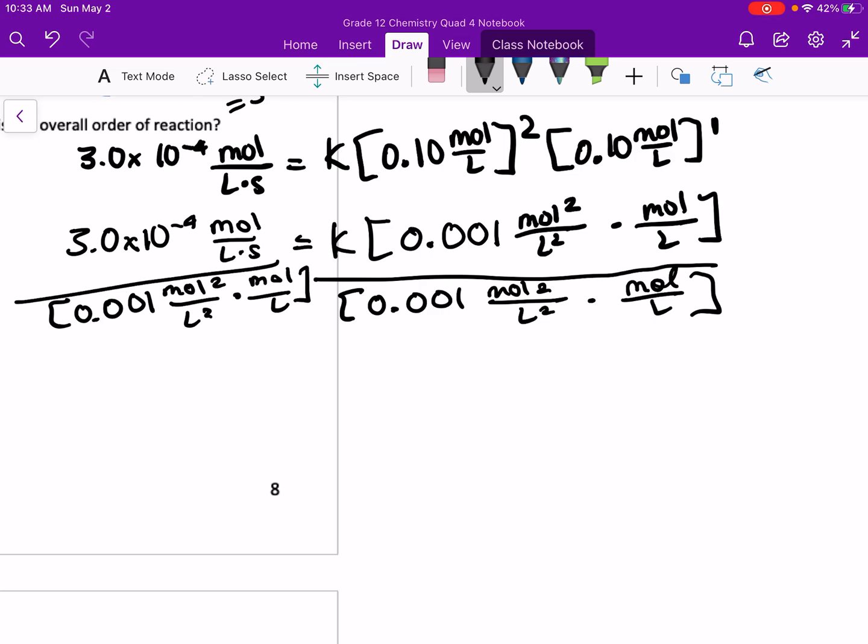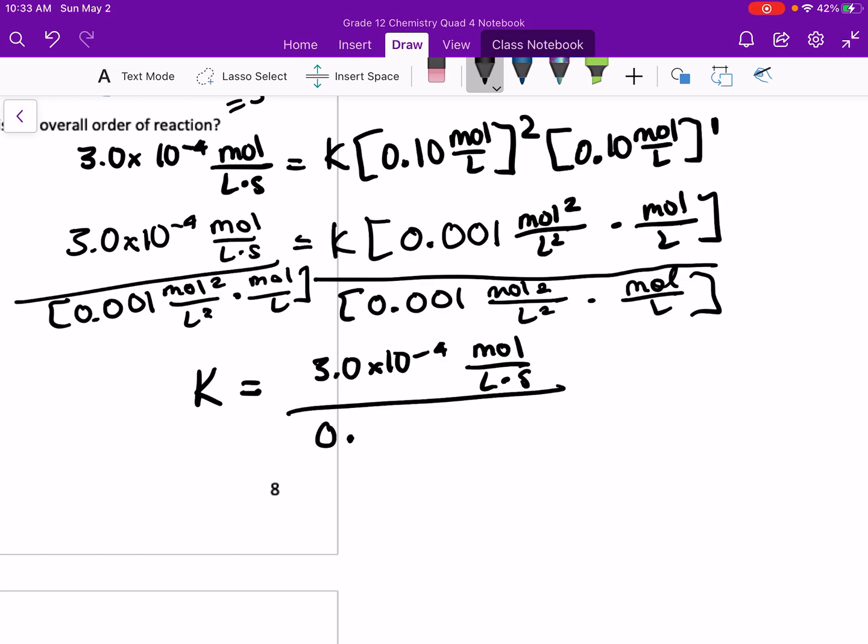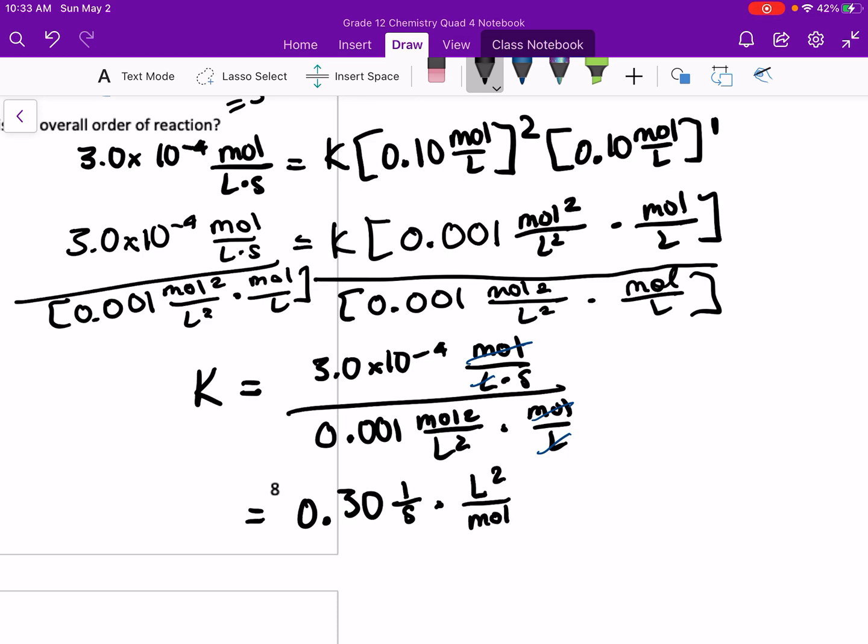All right, now I have K is equal to 3.0 times 10 to the negative 4 moles per liter second over 0.001 mole squared liter squared times mole over liter. I can see that I can cancel out this mole per liter. I will be left with 0.30 over 1 over a second times liter squared over mole squared.